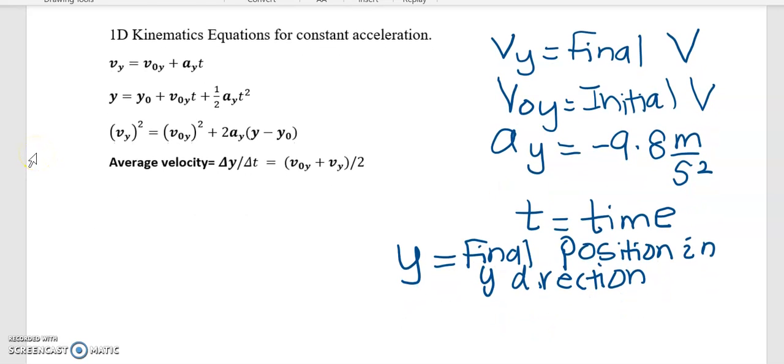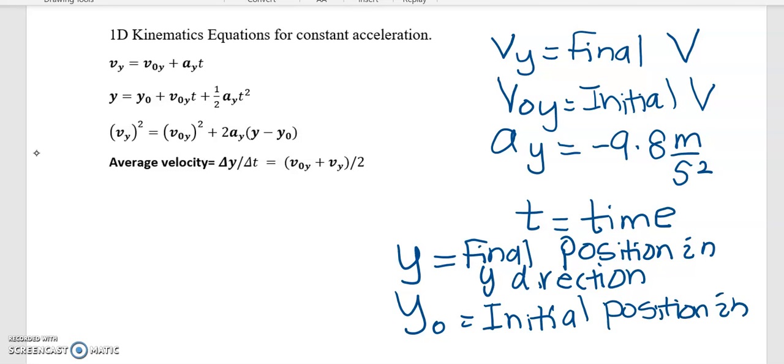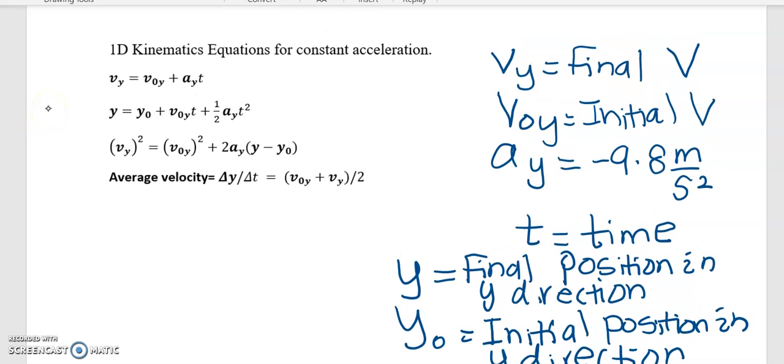And then y naught is the initial y position, the initial position in y direction. Okay, so the remaining variables: the third equation is the same thing. Final y velocity squared is equal to initial y velocity squared plus 2 times acceleration, negative 9.8, times final y position minus initial y position. And the last equation is for the average velocity.